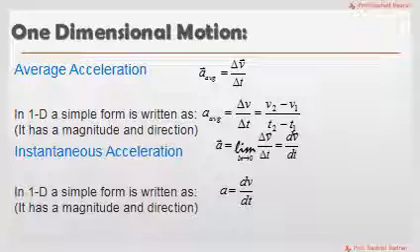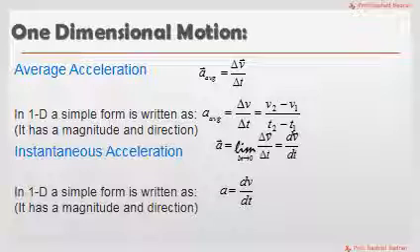The simple form of the acceleration as written in one dimension is equal to the final velocity minus the initial velocity divided by the final time minus the initial time. Again, the average acceleration is a vector quantity. It has a magnitude and direction. And the difference between the final velocity and the initial velocity is going to specify whether the acceleration is positive or negative.